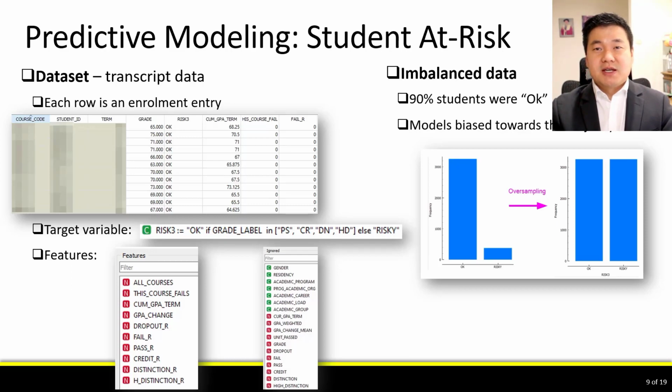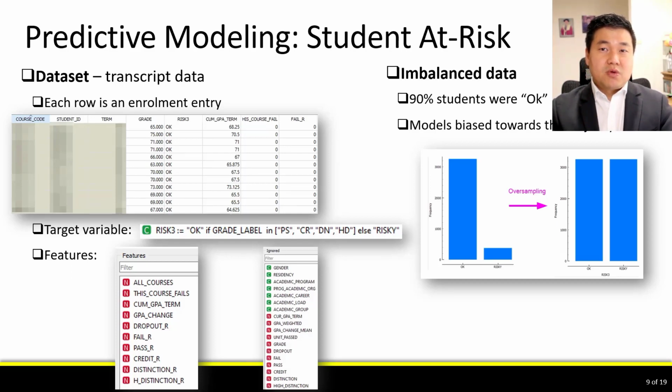Predicting student at risk is the most recent development at our university. The dataset we are using is the historical transcript data. Each row in our dataset is an enrollment entry, so we have a particular student ID enrolled in a course code in a particular term. The rest is the historical academic performance data.